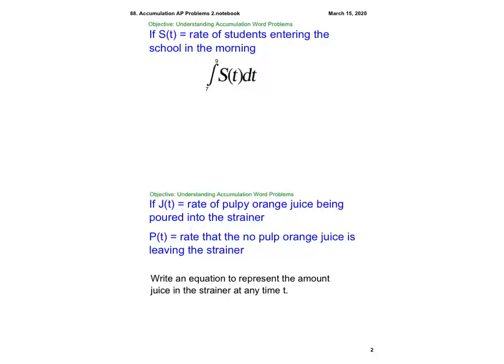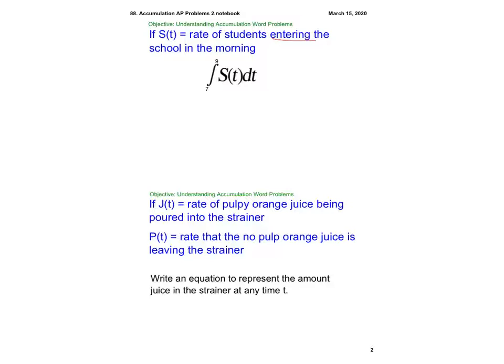If I integrate the rate of students entering school in the morning from 7 to 9, it's the number of students entering the school between 7 and 9. The total number, the change in the number of students that are entering. Because it's just entering, it would be a little different if they were coming in and leaving. I came up with this really dumb example. I couldn't come up with anything better.